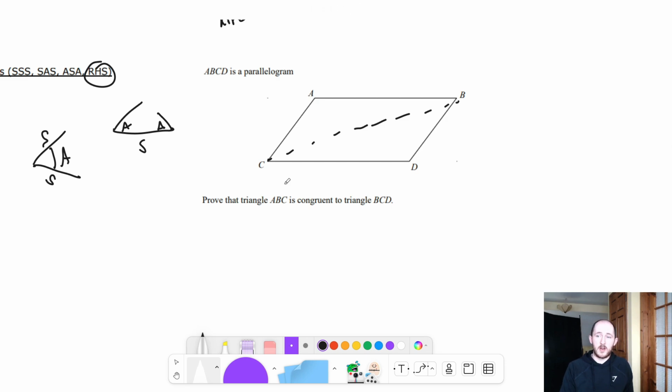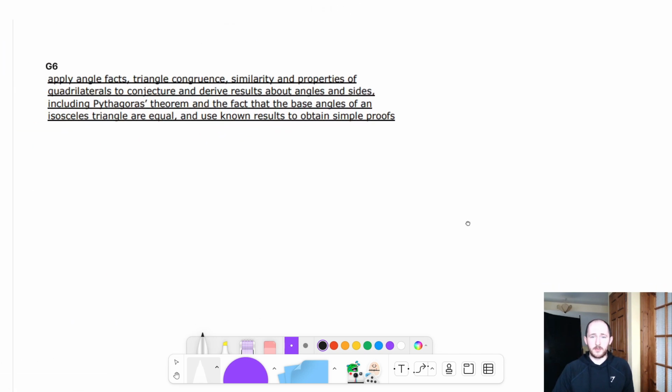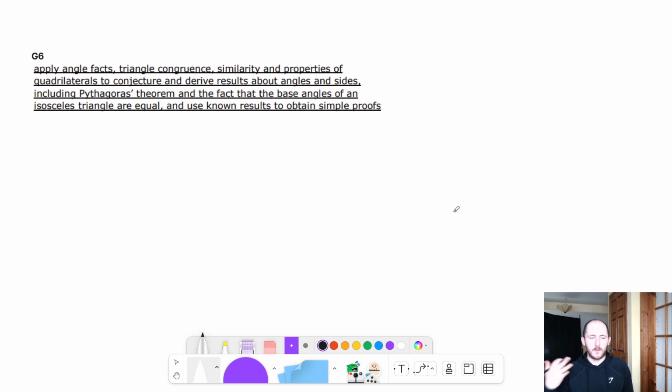CDB are the same triangle. Well, they share this side, so they share BC, so that's obviously the same. Opposite sides of a parallelogram are the same length. So basically, due to SSS, all 3 sides are the same, so they must be congruent. However, you can also use the fact that the opposite angles are the same, so you can use SAS as well. You can actually use all 3. You can't use the right angle one though, because it's not a right angle triangle. So again, you just need to do simple proofs based on that.